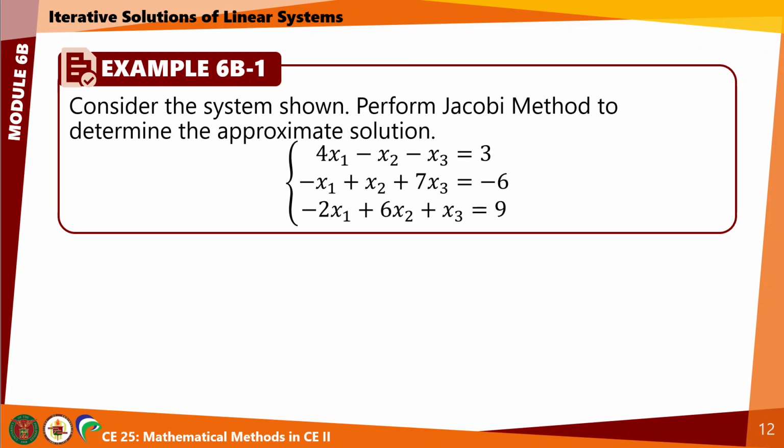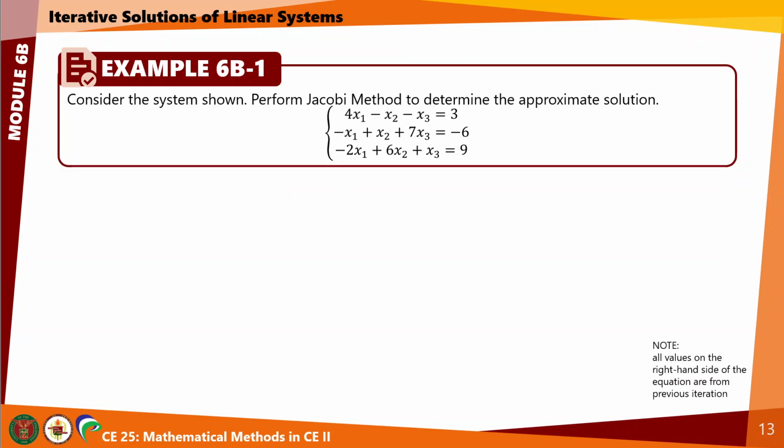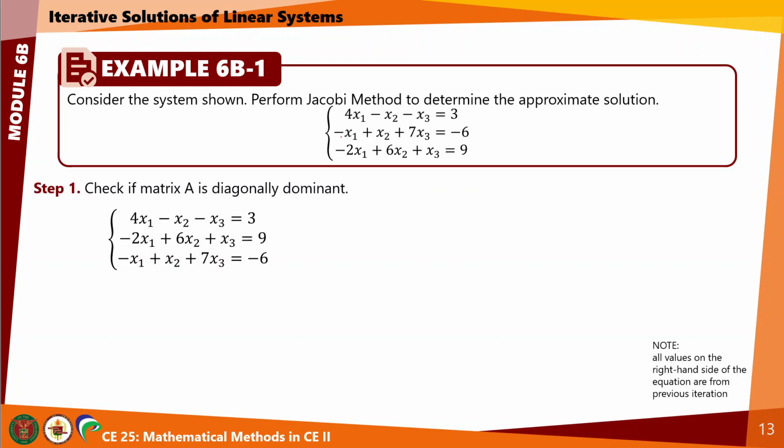We have x sub 1 minus x sub 2 minus x sub 3 equals 3, and negative x sub 1 plus x sub 2 plus 7 x sub 3 equals negative 6, and negative 2 x sub 1 plus 6 x sub 2 plus x sub 3 equals 9. Okay, we first create or form our matrices. So yung matrix A natin muna is the matrix of our coefficients or constant coefficients. So, yung matrix A natin is 4, negative 1, 2, negative 1, 1, 6, and negative 1, 7, 1.